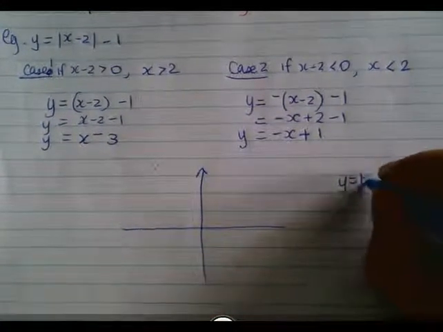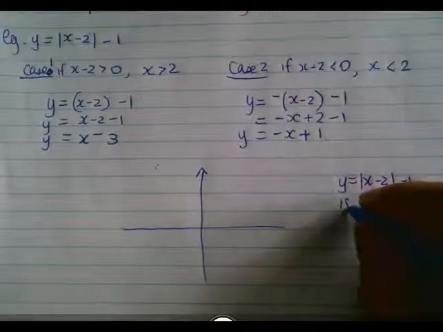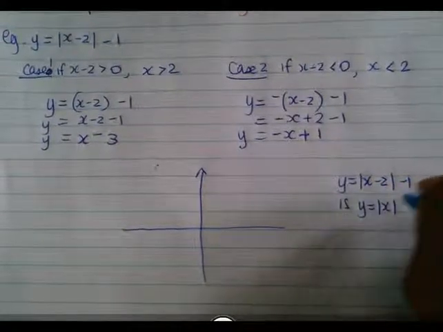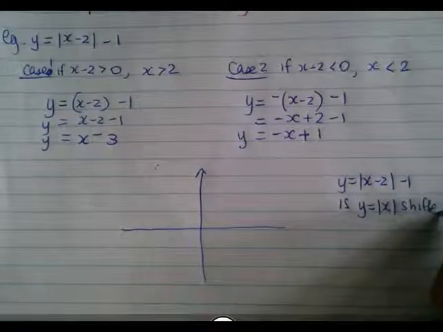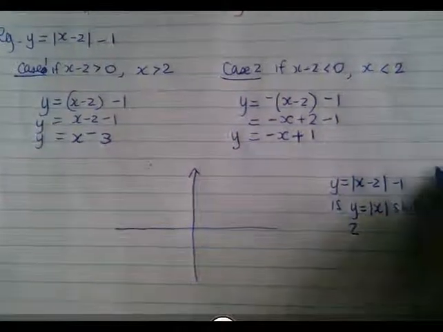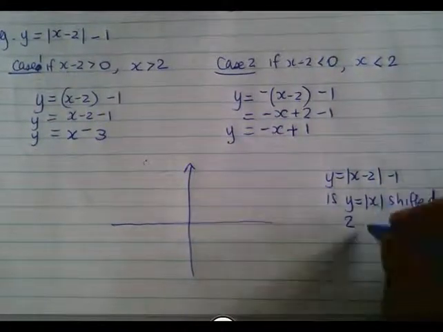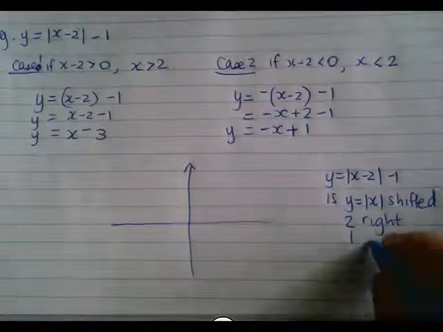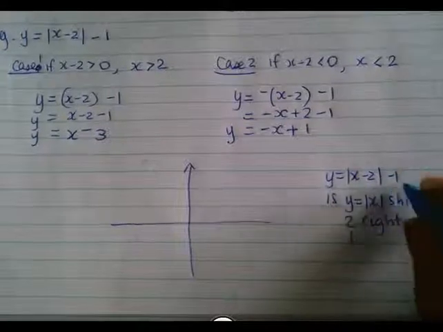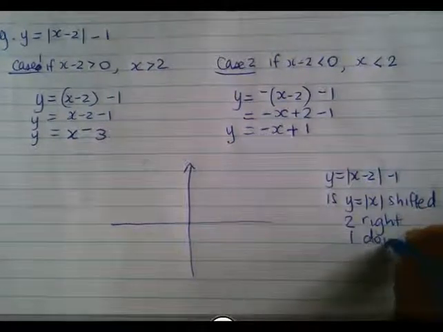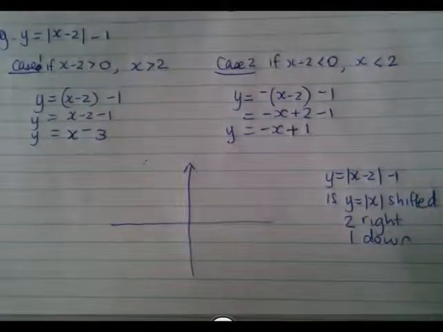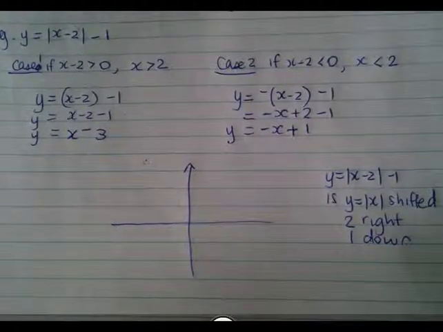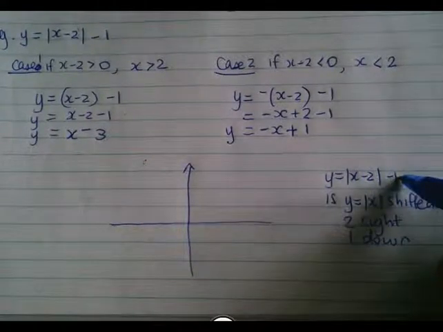So y equals absolute value of x minus 2 minus 1 is the graph. Y equals absolute value of x shifted where? 2 left or right? 2 right, and 1 up or down? Down. No, it's only when it's inside a bracket that the shift is opposite to what you see. The whole graph gets shifted down 1.